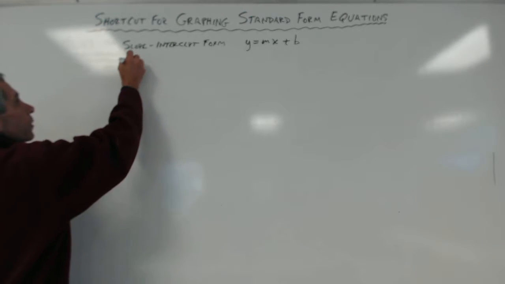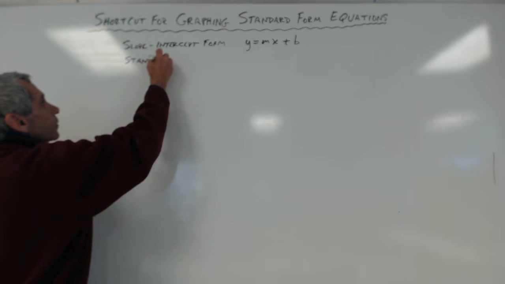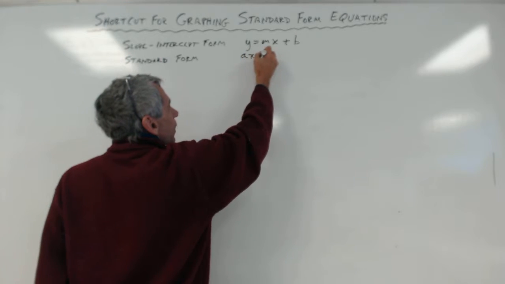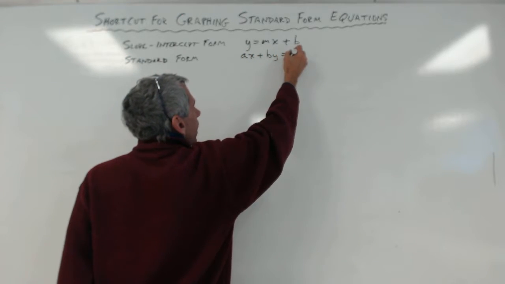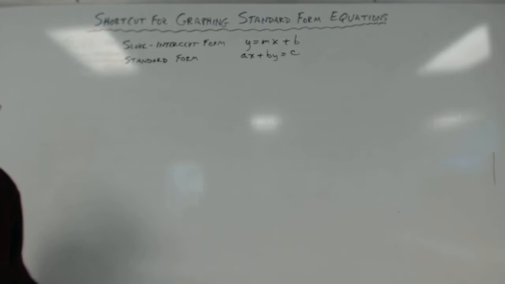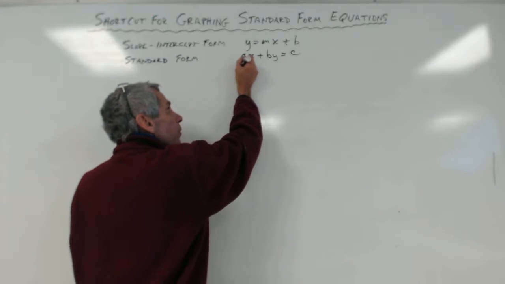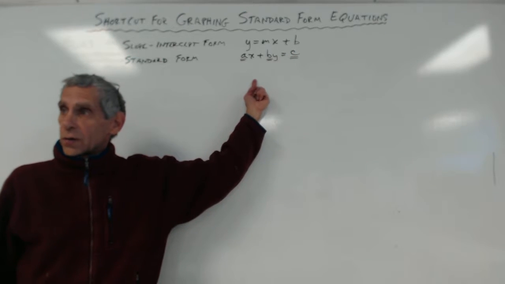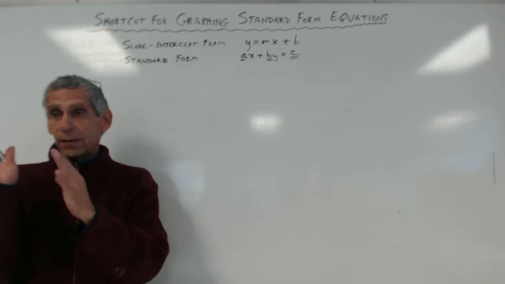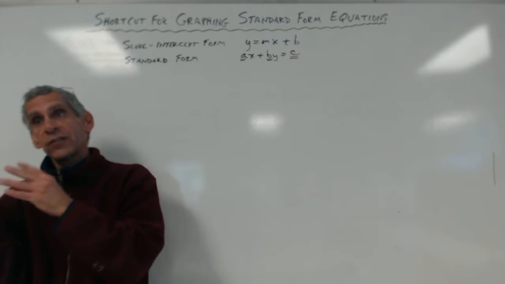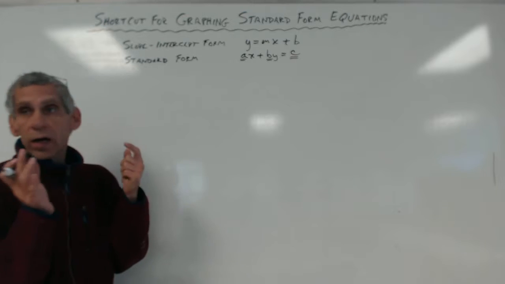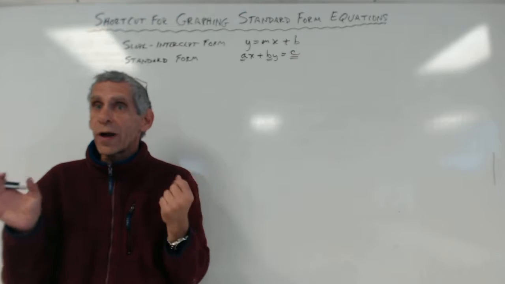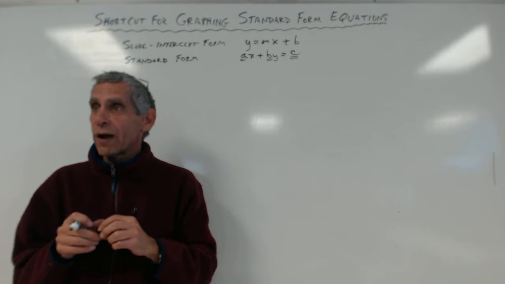All right, standard form. Technically, it's ax plus by equals c. A is a number, b is a number, c is a number. Those were all like you had on the homework over the weekend, right? Where the x and the y were both on the left side of the equal sign. You can't graph them the way you do when they're in y equals mx plus b form. You have to graph them differently.